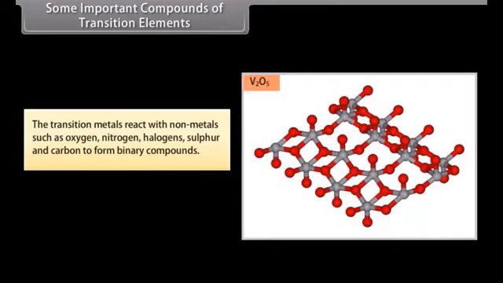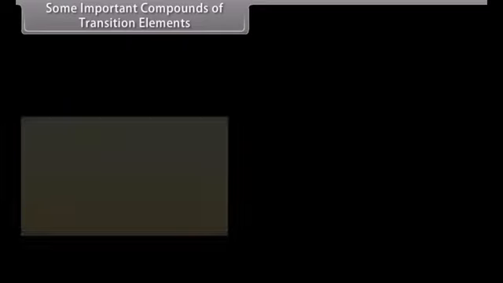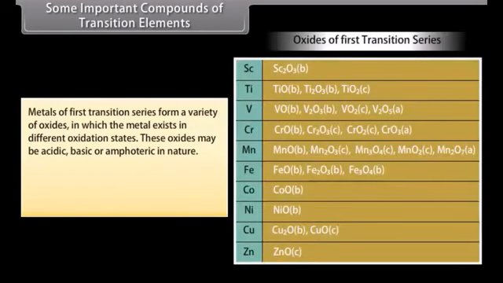Some important compounds of transition elements. The transition metals react with nonmetals such as oxygen, nitrogen, halogens, sulfur, and carbon to form binary compounds. Some of these compounds find important industrial applications. Metals of first transition series form a variety of oxides in which the metal exists in different oxidation states.